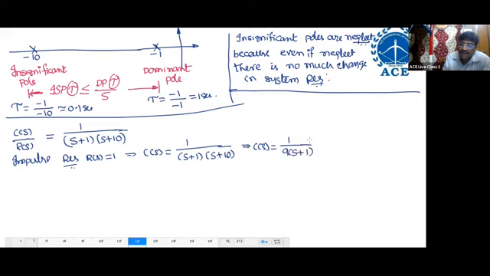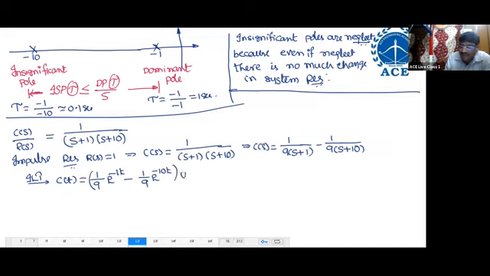Similarly, S plus 10 equal to 0, S equal to minus 10. Minus 10 plus 1 means minus 9, so minus 1 by 9 into (S plus 10). I consider both the poles here. Now find the inverse Laplace transform. Then what is C of t you are getting? 1 by 9 e power minus 1t minus 1 by 9 e power minus 10t.